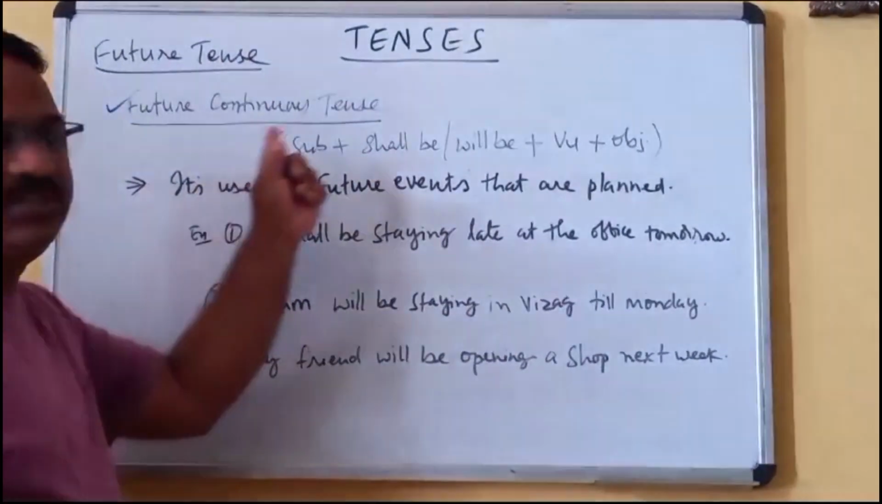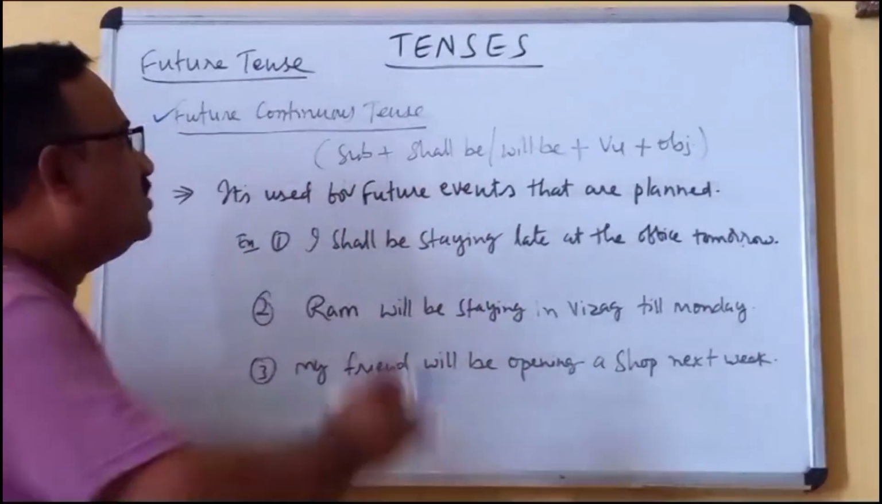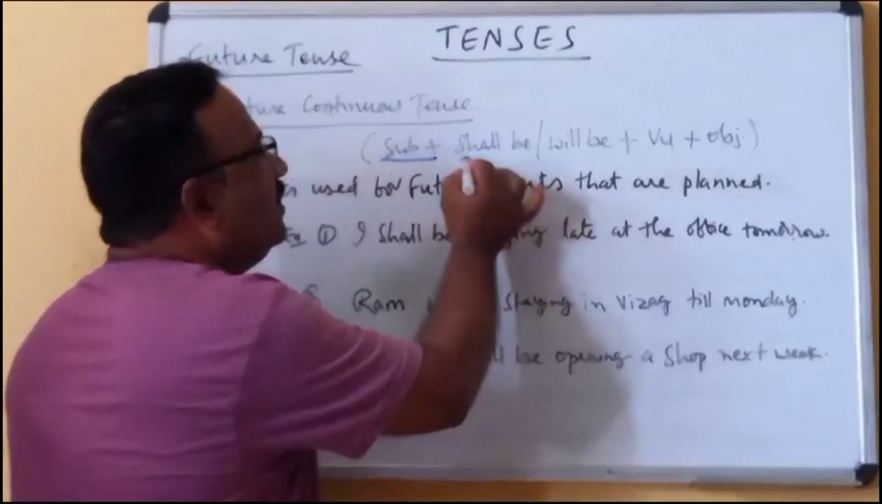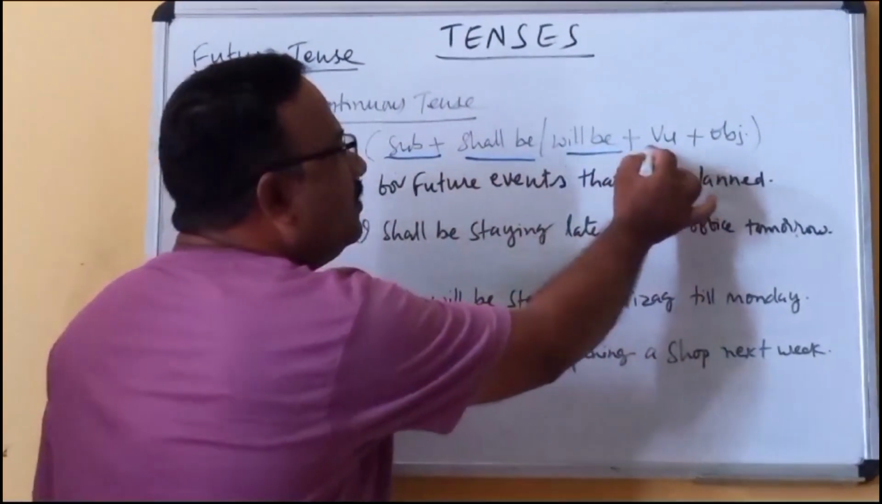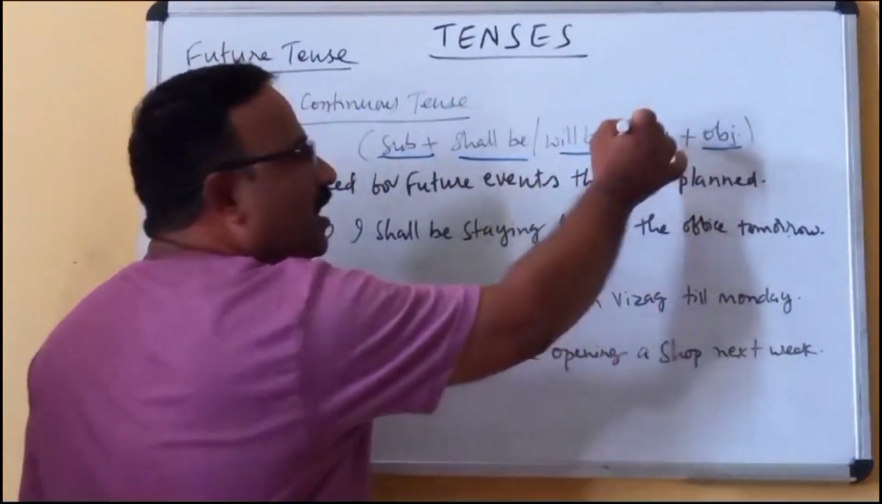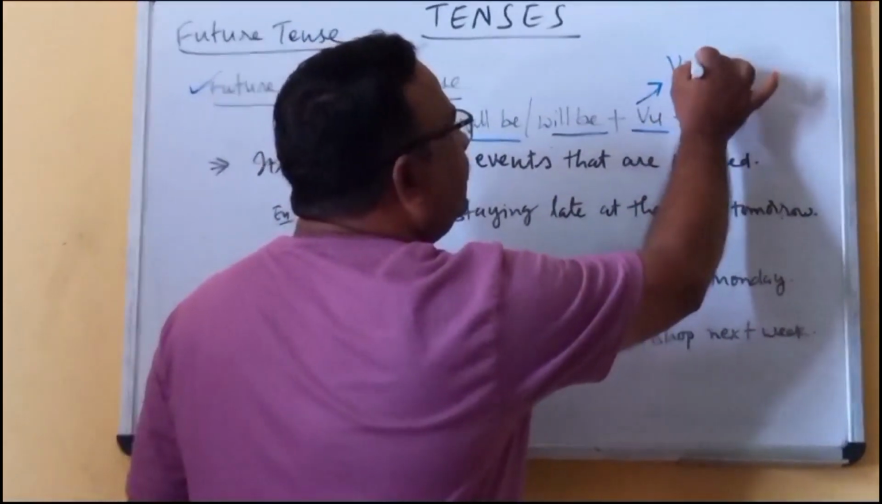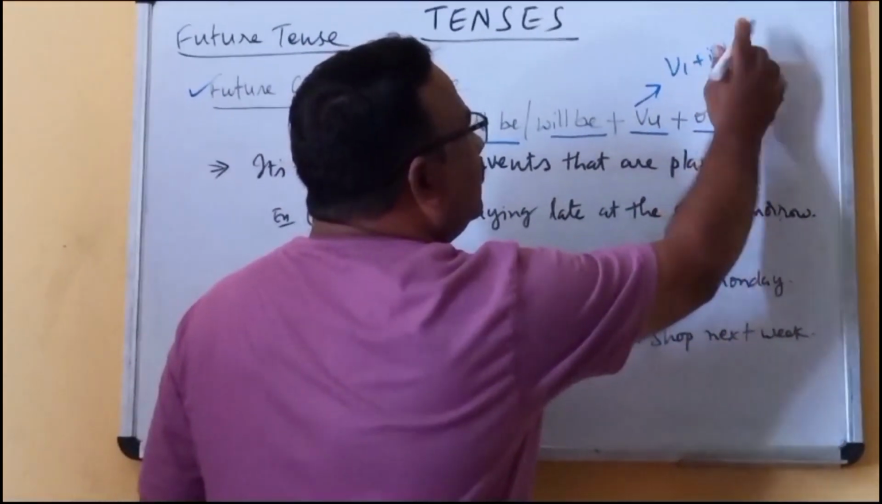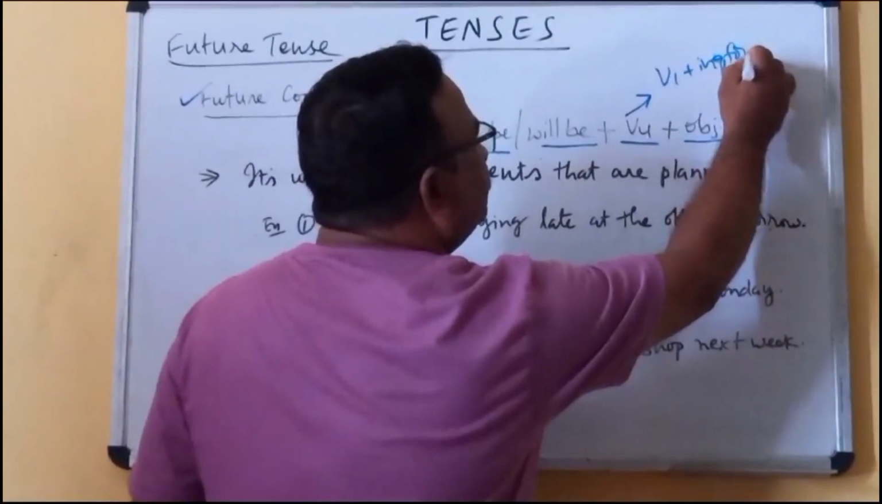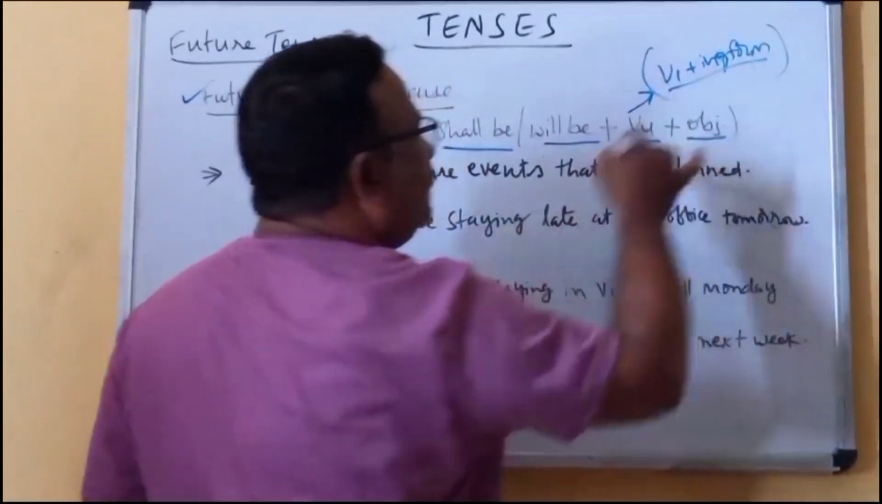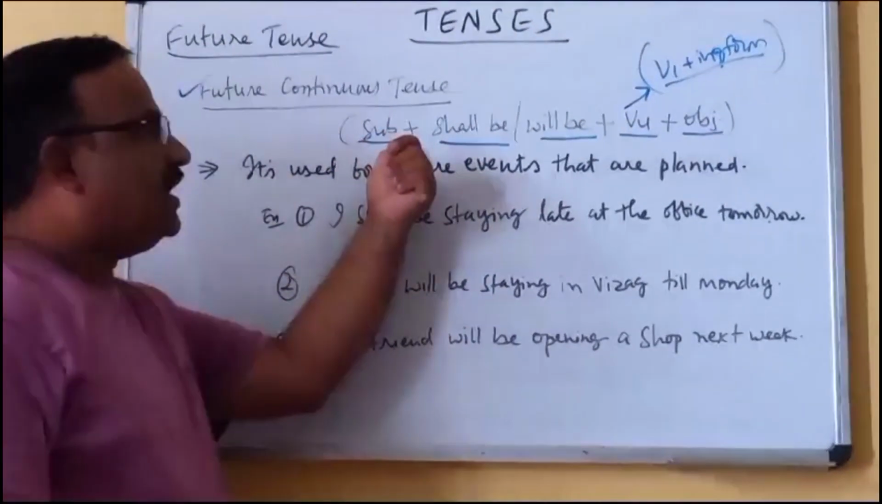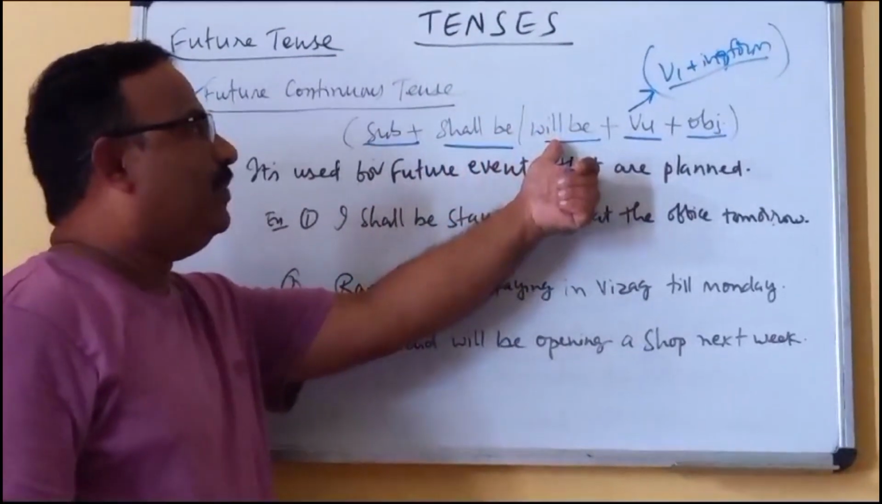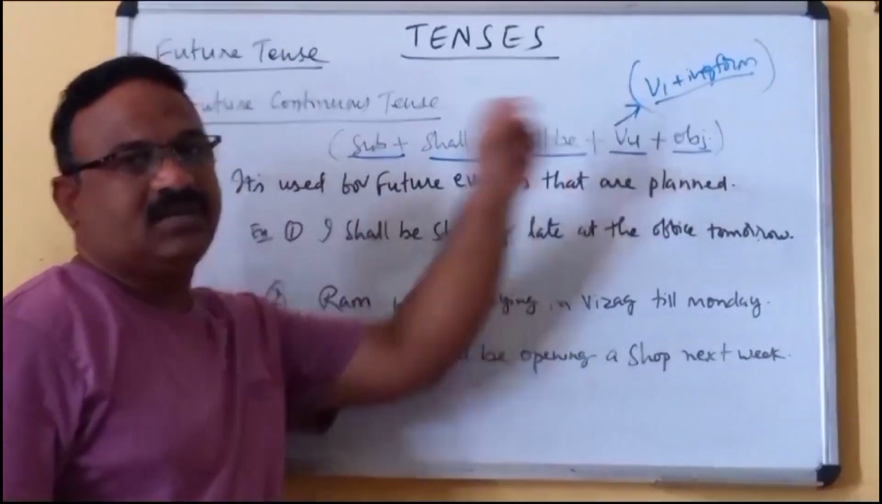Let us discuss future continuous tense. Now the structure is subject, shall be or will be plus V4 plus object. Already you discussed V4 means V1 plus ing form. That is V4. So subject, shall be or will be plus V4 plus object.